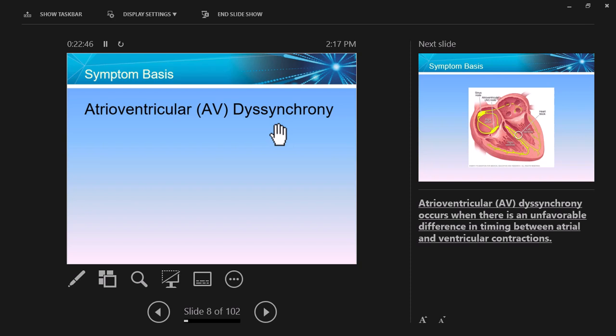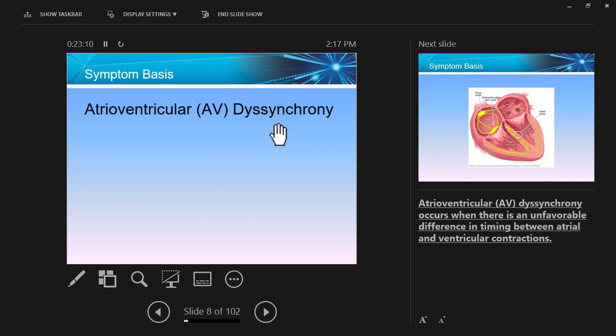Basically, the timing of the atria and the ventricles are offset. Not a lot, but just enough to reduce the amount of blood that is ejected from the atria down into the ventricles. If we reduce that amount of blood, we're going to reduce what? Our preload, which means our cardiac output is also going to go down.